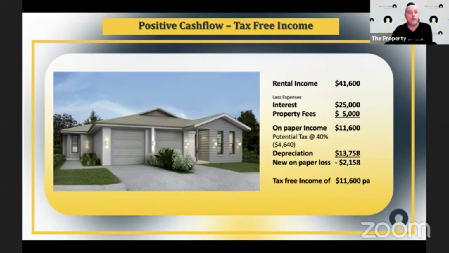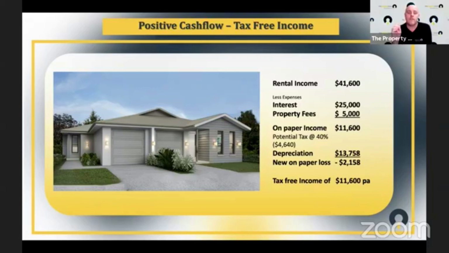So that's got a huge rental income of around $41,600. When we look at that from an investor's perspective, in this scenario, great, you've got 41 grand in income, but once you take your interest and your property fees off, on paper you've got an income of $11,600. Now that's fantastic, right? Positive geared, $11,600, give me 100 of them tomorrow.